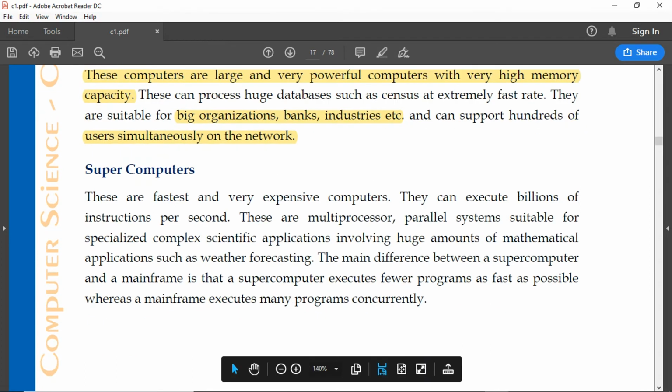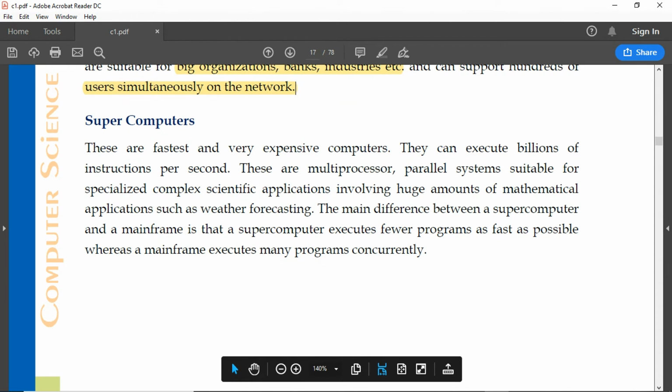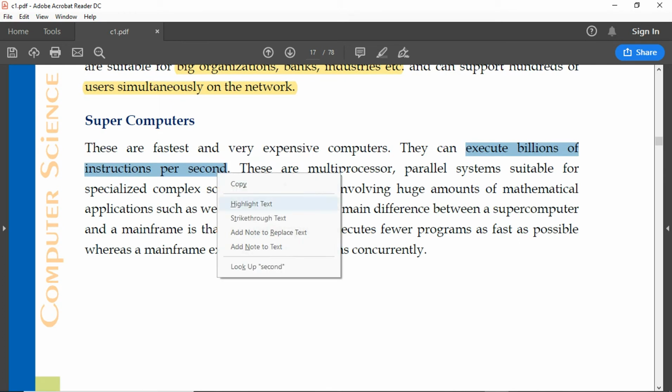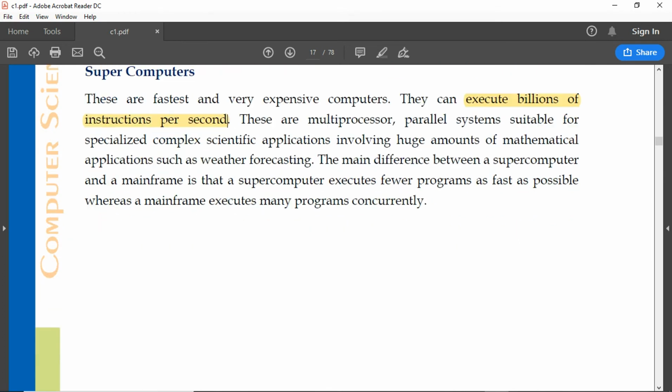Supercomputers. These are the fastest and very expensive computers. They can execute billions of instructions per second. These are multiprocessor, parallel systems suitable for specialized complex scientific applications involving huge amounts of mathematical computation, such as weather forecasting.